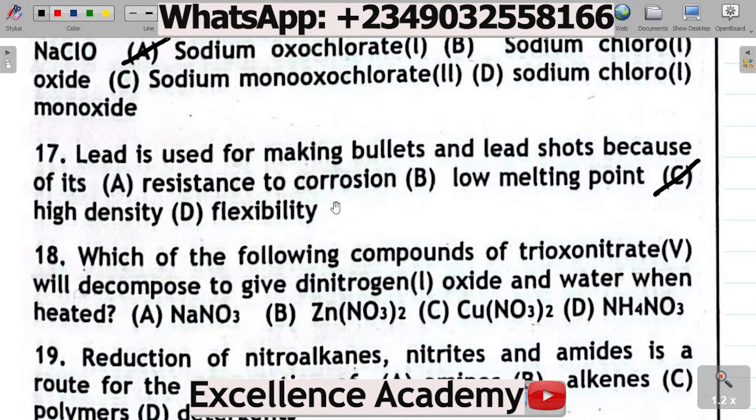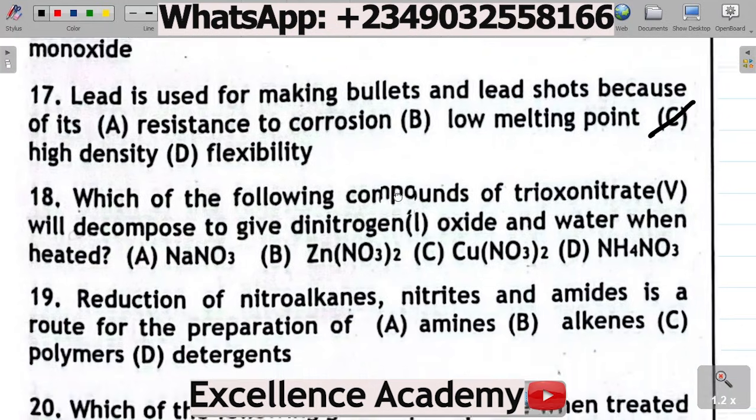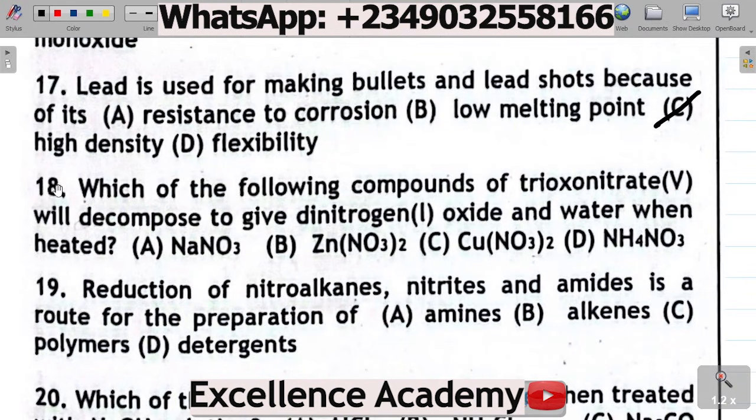Now, the correct answer is high density because high density provides superior momentum and penetration power. So that's why lead is being used, because it has high density, and this high density gives it a lot of penetration power and momentum. So because of that, it is being used in making bullets. Next up, question number 18.